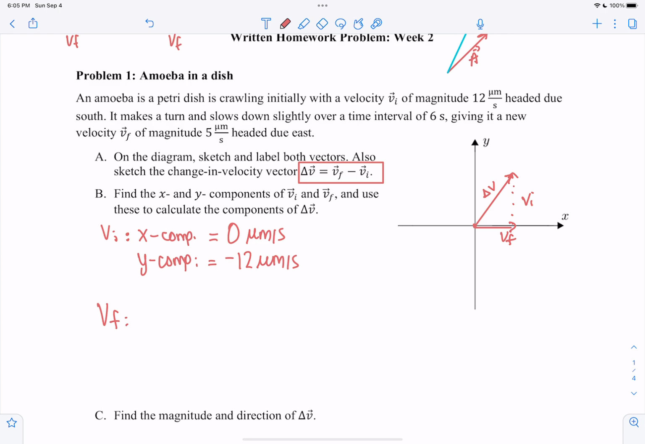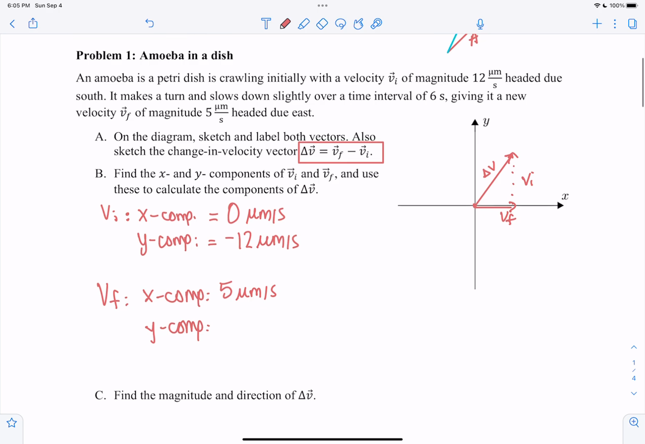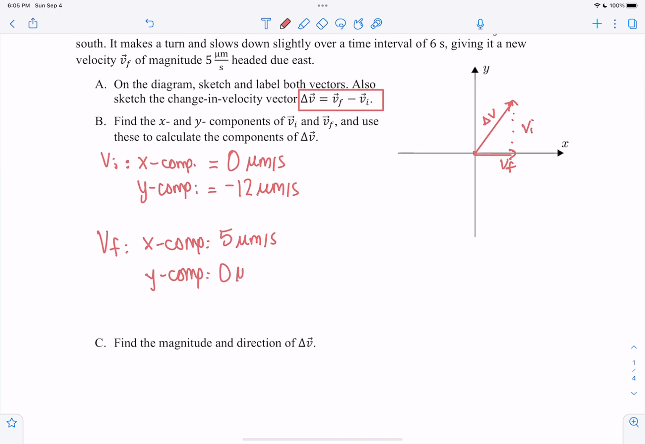Now for VF, the x component, we have 5 micrometers per second headed due east. So that would be 5 micrometers per second for the x component. And then for the y component, since we're only headed due east, there's nothing in the y direction, so we don't have a component for that either. So 0 micrometers per second there.